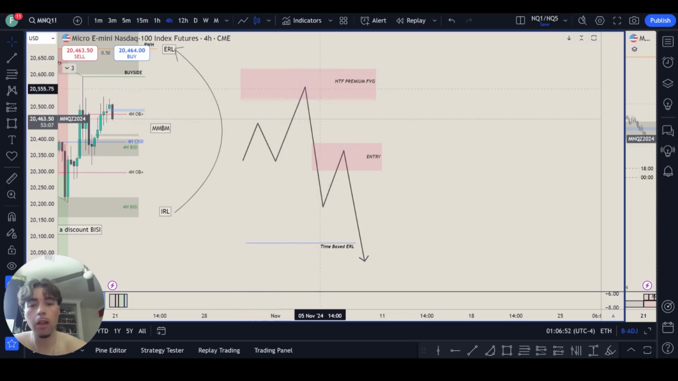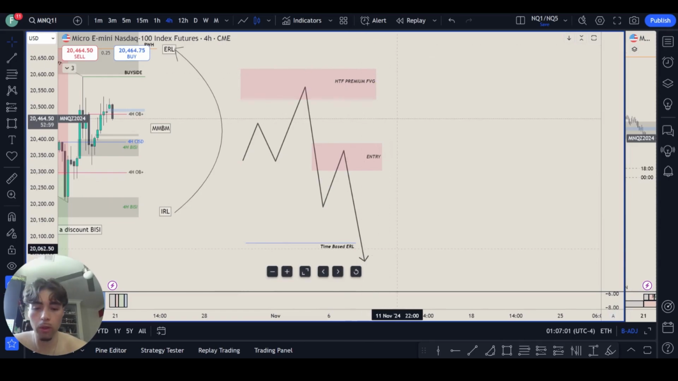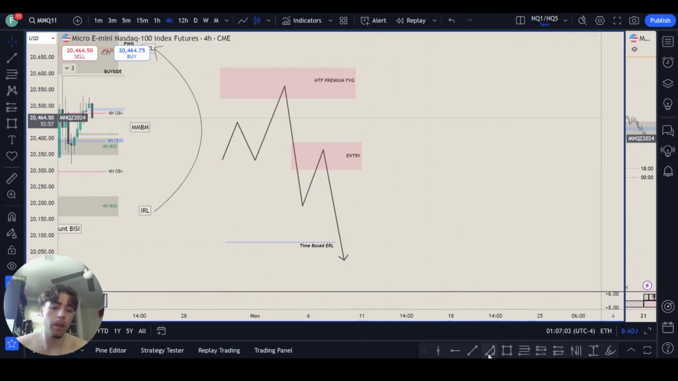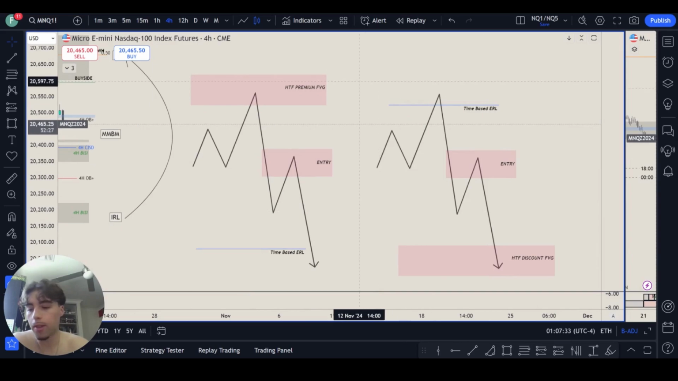Okay, this is our IRL, and then we form BSEs as we expand lower, enter in there and hit an ERL. So it's an IRL to ERL move. Perfect. So on the flip side, you can see once price takes out a time-based ERL up here, we displace lower, fair value gaps are being formed, enter and target the discounted fair value gaps or PD arrays.